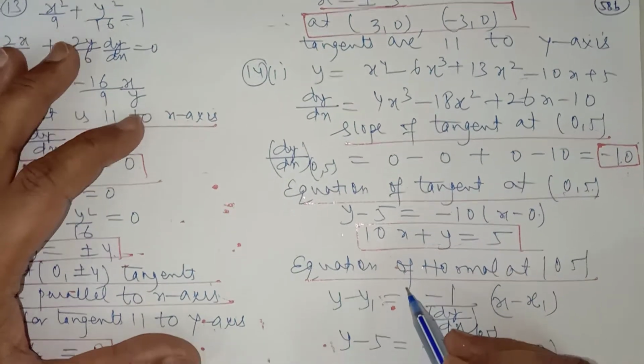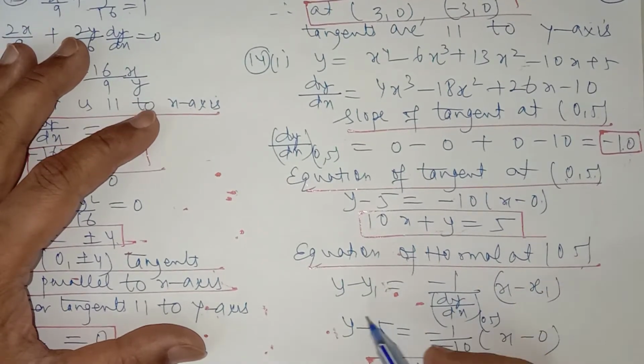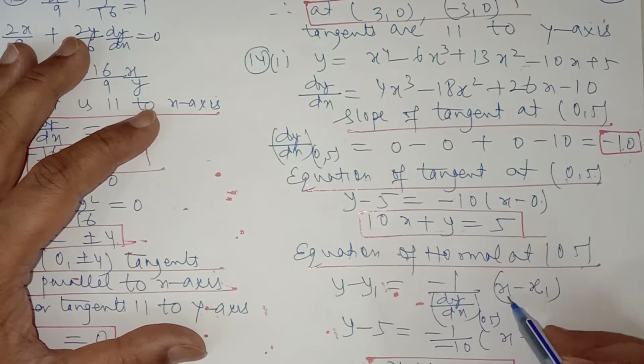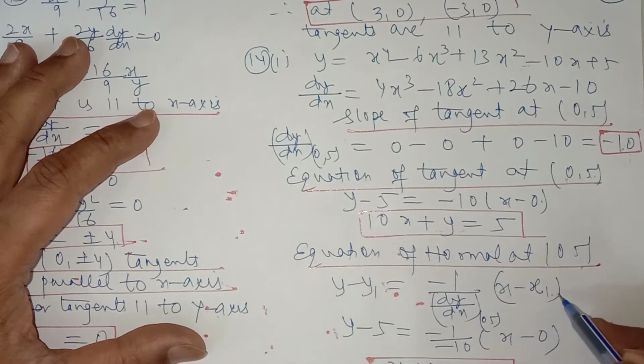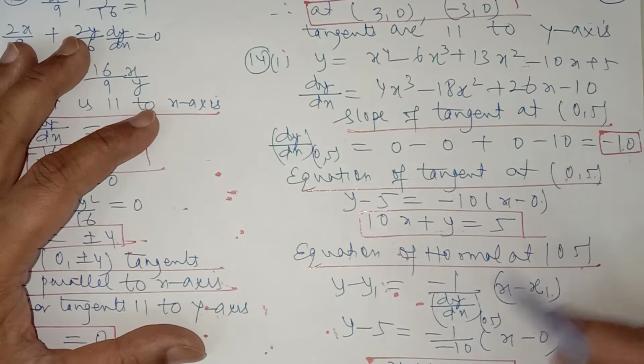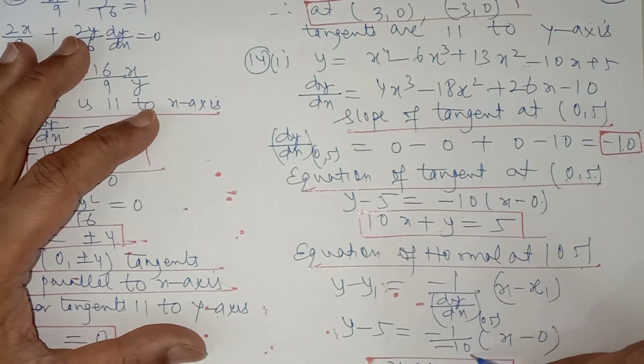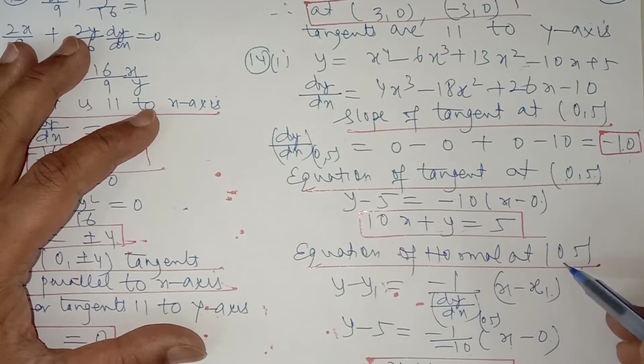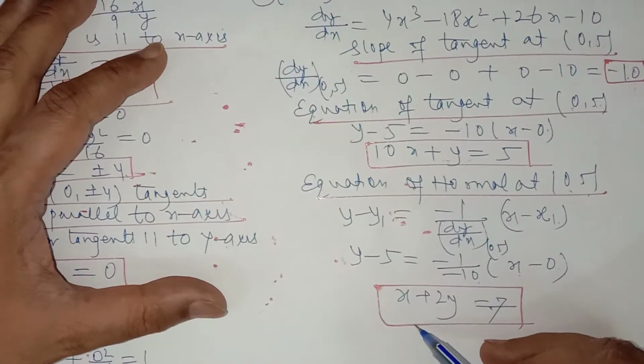Now the equation of the normal at the point (0, 5) will be y minus y1 equals minus 1 upon dy by dx times x minus x1. This is the equation of the normal. So y minus y1, which is 5, slope is here minus 10, so its negative reciprocal will be 1 upon 10, and x minus x1, x1 is 0, and this is the equation of the normal.